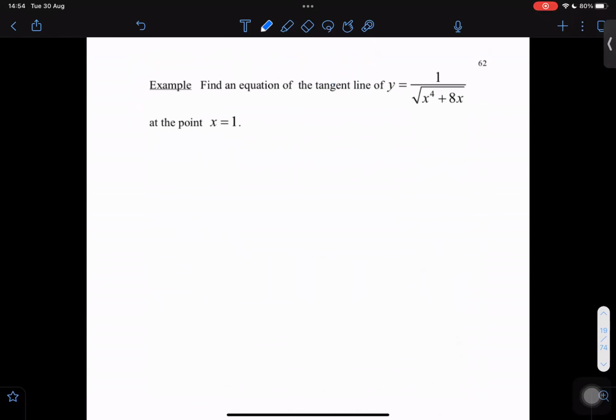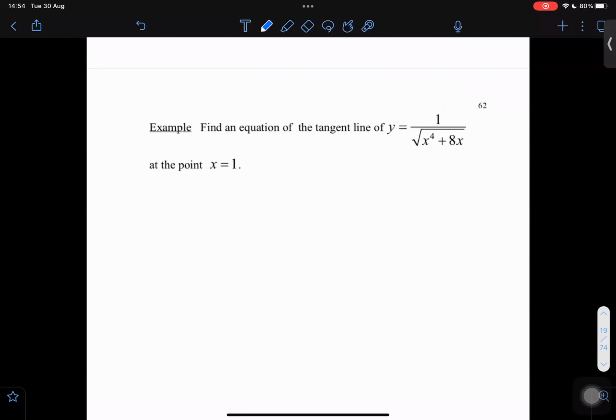Okay, for this one, previously they already asked you to find the slope of the tangent line, right? You can find it by f prime of x, but in this one they ask you to find the equation of the tangent line.